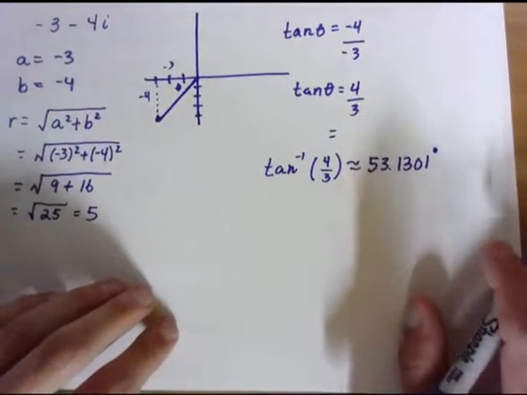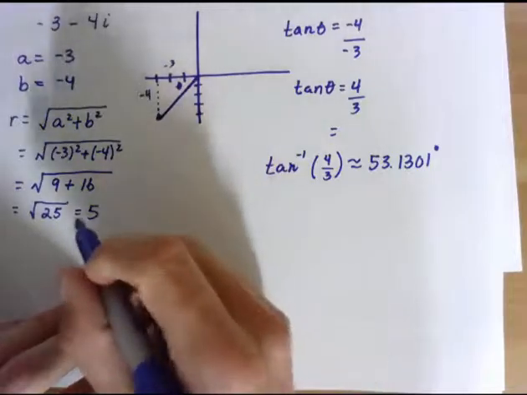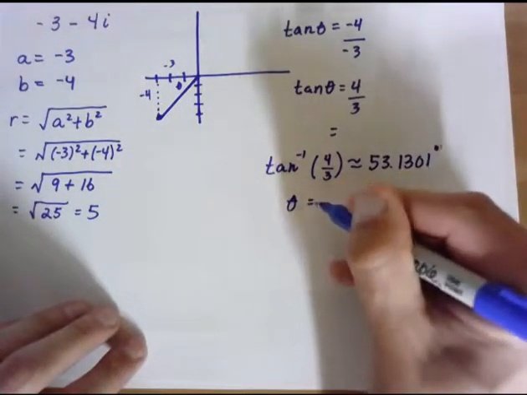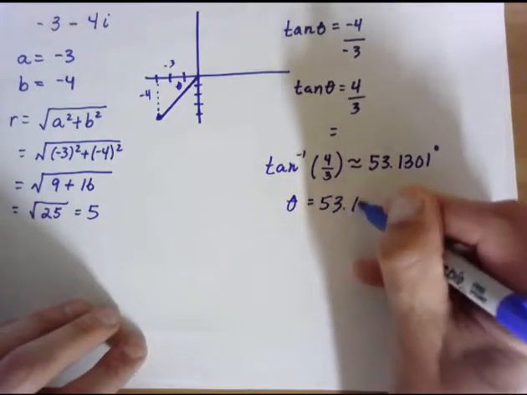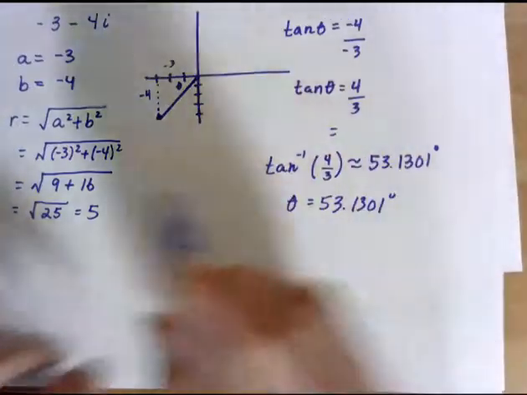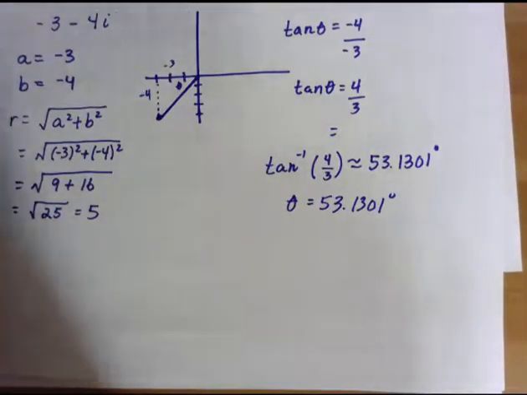Okay, so we can go ahead and look at that. So we've got the degree here. I have my R. I have my theta, right? That's what theta is, right? Inverse tangent of 4/3, so theta is 53.1301, roughly. Okay, so I've got R, I've got theta. Now I'll just write my answer in polar form.